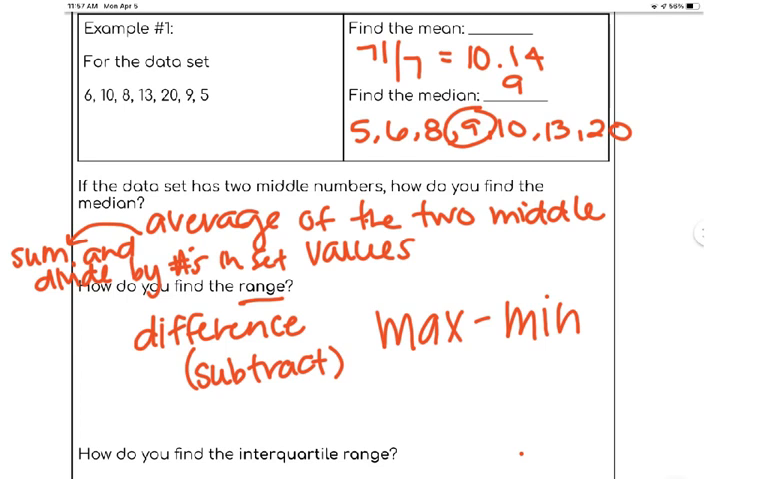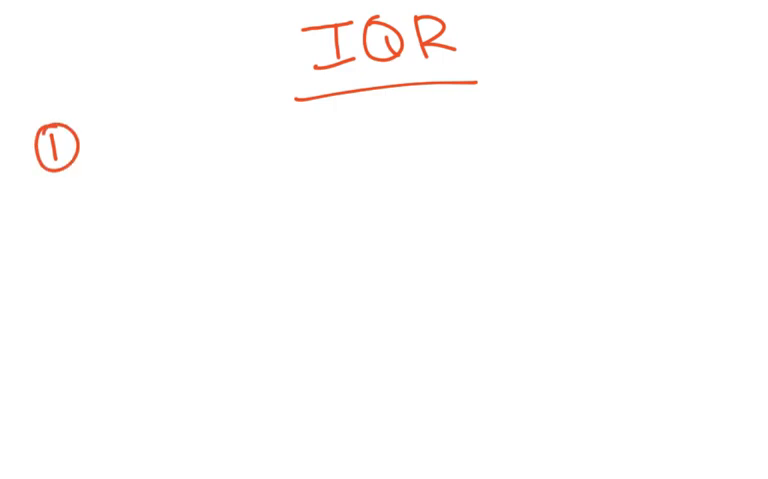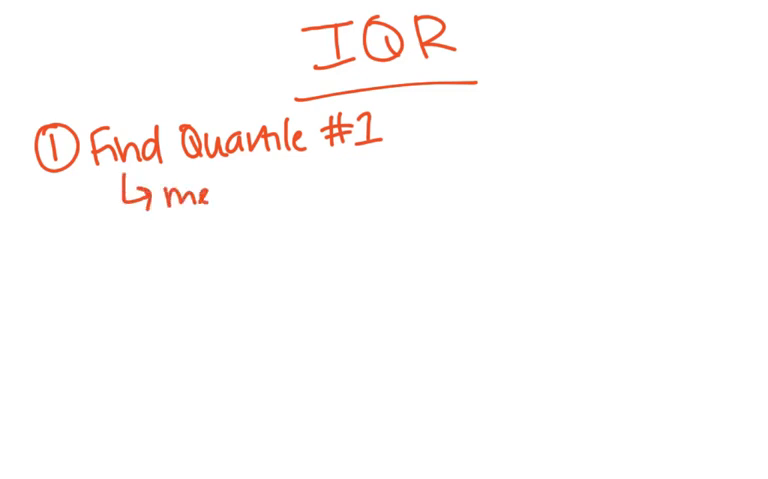Now, this is something you may not be as familiar with, and it's called the interquartile range. I'm just going to list out the steps for finding the interquartile range on this next page. So we're looking for interquartile range, sometimes listed as IQR. Your first step for finding the interquartile range is going to be to find quartile number 1. In order to do that, you need to find the median of the lower half of your data set.